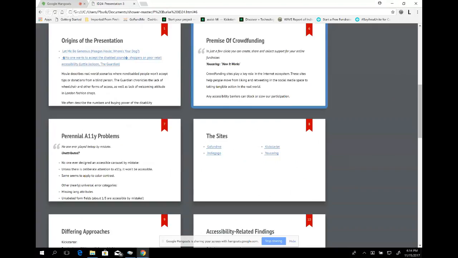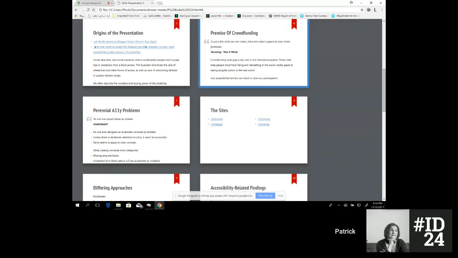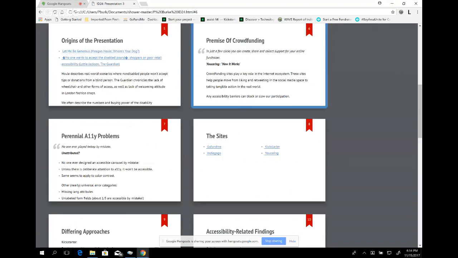Again, in my theorizing, crowdfunding occupies a place in between the social media sphere and the real world, and you're trying to get people to move from just liking and retweeting stuff and sending Instagram photos around to some kind of concrete action that affects the real world. These sites are pretty effective at that. But the accessibility barriers, when they appear, can block us from that fun and useful task or activity.